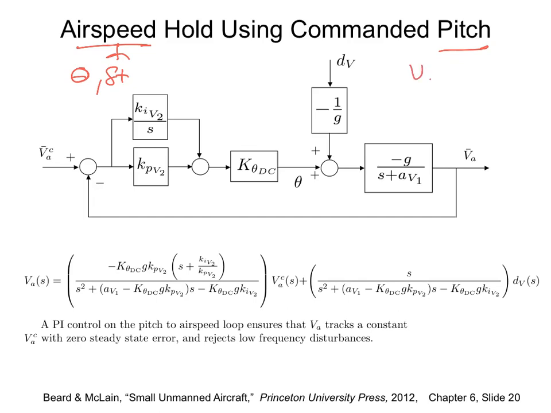So VA increases when theta decreases, and VA decreases if theta increases, right? So when you pitch down, your VA increases. When you pitch up, your VA decreases. So that's the logic here. And mathematically put, we have a transfer function here, a first order transfer function that we computed in the previous lecture.